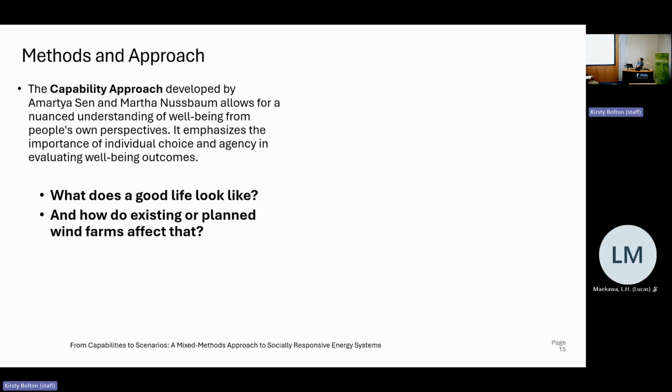So there Paula came up with, she uses the capability approach, which allows us to understand well-being. We were trying to understand what a good life looks like for people across Norway, and then link that to wind energy. So first of all, to try to understand what's important to people and how that could be affected by wind energy, both positively and also negatively.